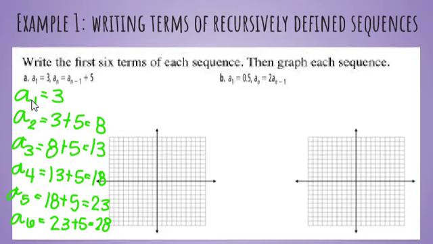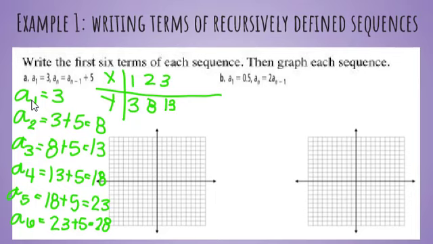So now we have our first 6 terms and we want to graph the sequence. So I'm going to make a kind of sideways XY table up here. So we have term 1 is 3, term 2 is 8, term 3 is 13, term 4 is 18, term 5 is 23, and term 6 is 28. So now we're going to go ahead and plot these points. Remember, once you have the points plotted, you do not connect them. So this was following an arithmetic pattern.